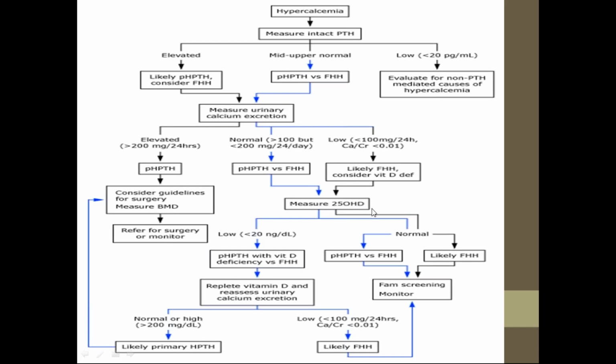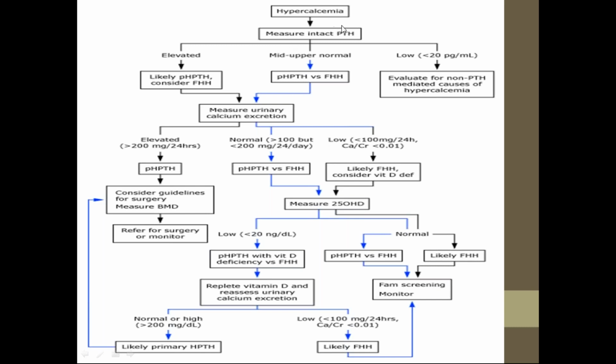So in case vitamin D levels are normal, even though you have to consider primary hyperparathyroidism or familial hyperparathyroidism, most likely it is familial hyperparathyroidism. So familial screening or monitoring: we have to screen all the individuals in the family for symptoms and calcium levels or parathyroid hormone levels. So it will go most likely towards familial hyperparathyroidism.